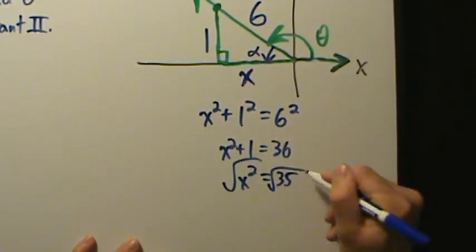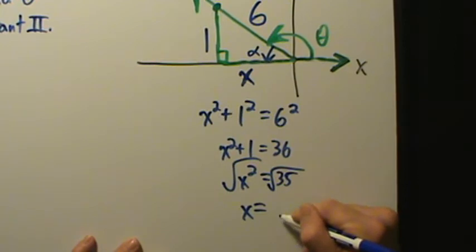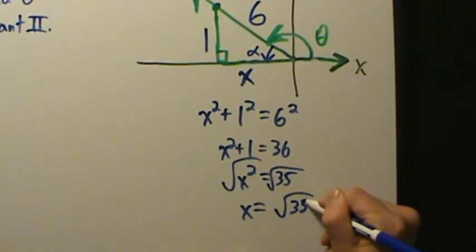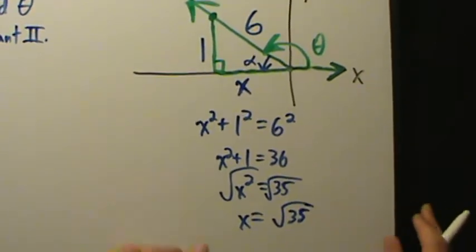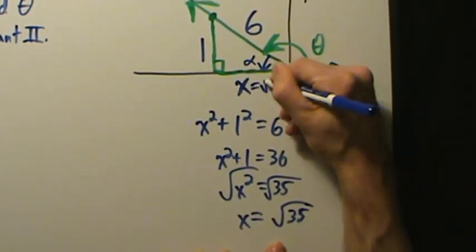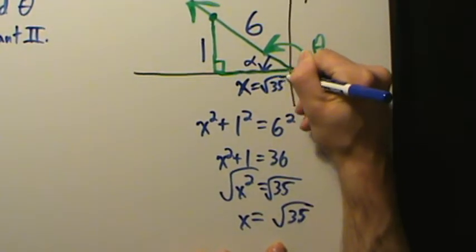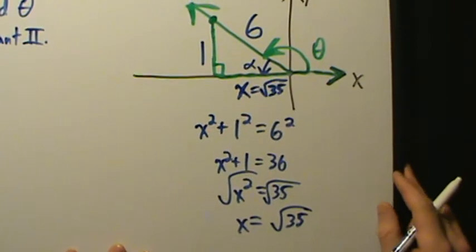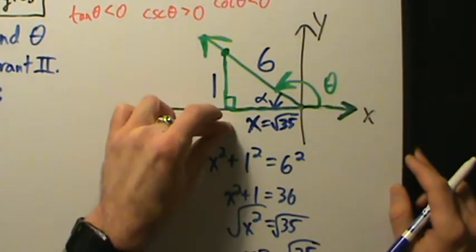Take a square root. There's a positive and a negative root, but x represents the length of a side of a triangle, so let's just keep the positive root. So x is the positive square root of 35, because it's the length of a side of a triangle.